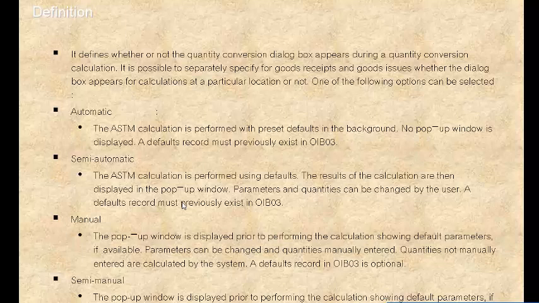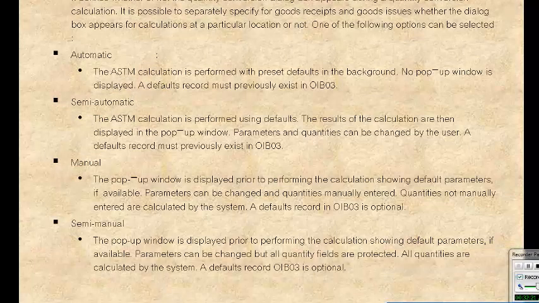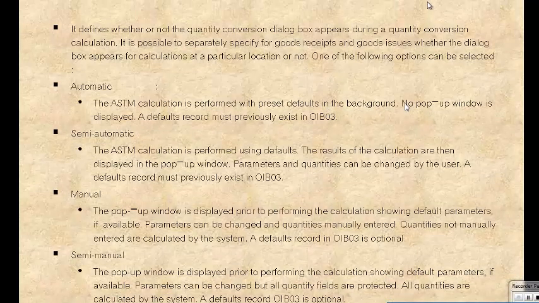This conversion group works in different ways: automatic, semi-automatic, manual, semi-manual. Automatic means based on the routines straight away. See here, SAP is providing the conversion group definition. You can read it in your own words later on. I will go through the different ways. The ASTM calculation is performed with preset defaults in the background. So whatever defaults are there, it will take them directly.